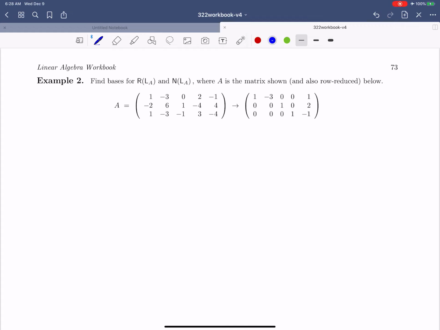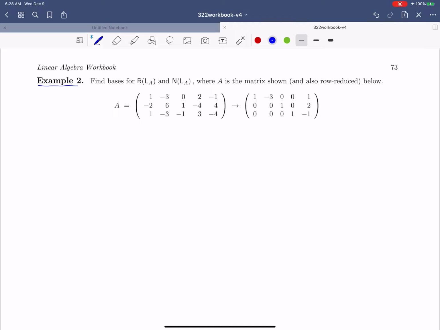Hi everybody, and welcome to example 2 on page 73. This is going to be another example to help us get to know these left multiplication operators that are going to form the backbone of the work that we do in this chapter 3 summary.